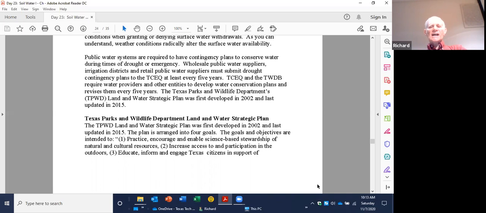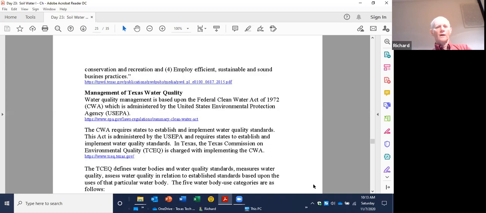2, increase access to and participation in the outdoors. 3, educate, inform, and engage Texas citizens in support of conservation and recreation. And 4, employ efficient and sustainable and sound business practices.